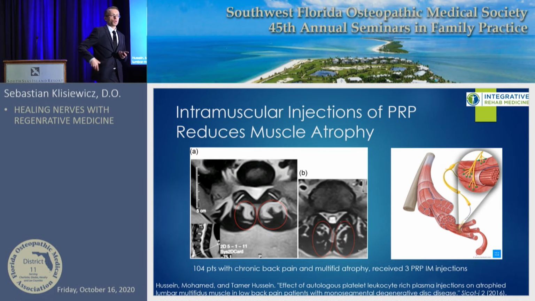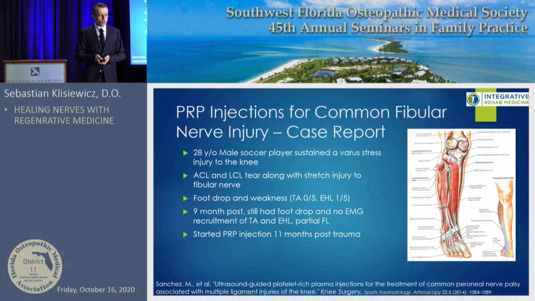And you have to treat all of those areas if you want the best results. So Dr. Sanchez did a lot of studies. This is one of his case reports. It was really interesting. He had a patient who's a 28-year-old male soccer player who had a very significant varus stress to his knee, had an ACL and an LCL tear, but a significant stretch to his fibular nerve. And he had a foot drop. His tibialis anterior had 0 out of 5 strength, meaning there was nothing, not even a twitch. And then the extensor hallucis longus had maybe just a twitch.